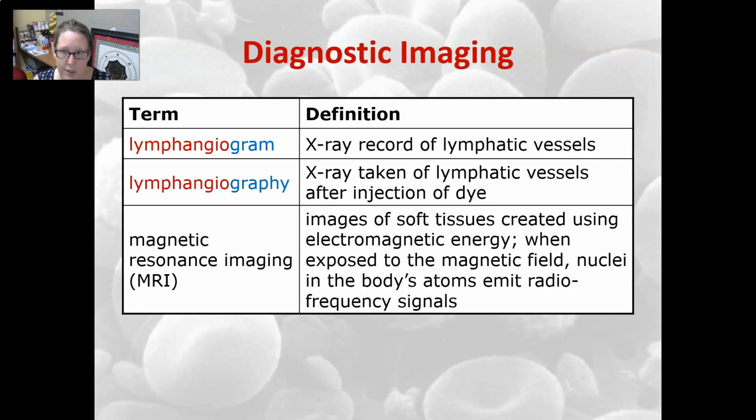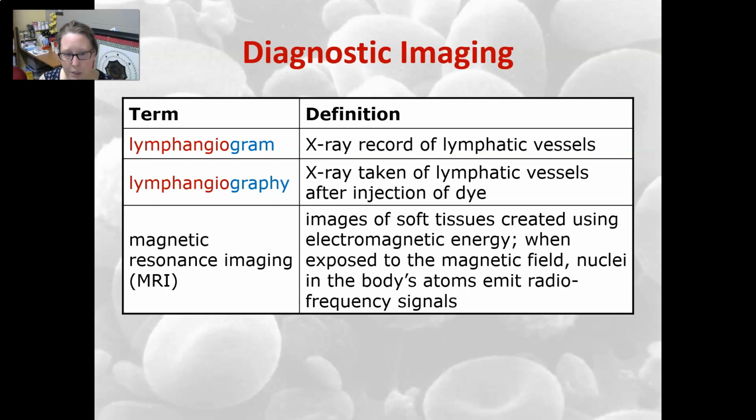So let's look at some diagnostic imaging. Lymphangiogram is an X-ray record of lymphatic vessels. Lymphangiography is the X-ray that is taken of the lymphatic vessels after the injection of a dye. So the graphy is always the process of getting the record, the X-ray, whereas the gram is the actual X-ray.